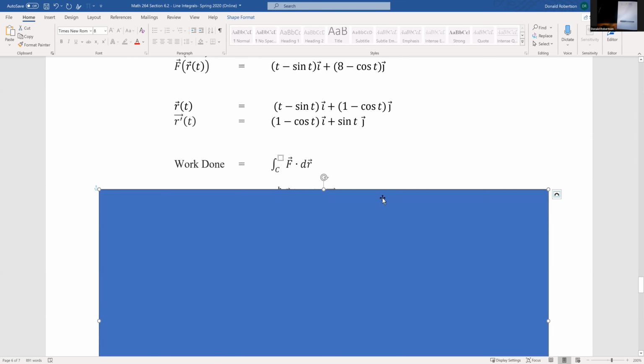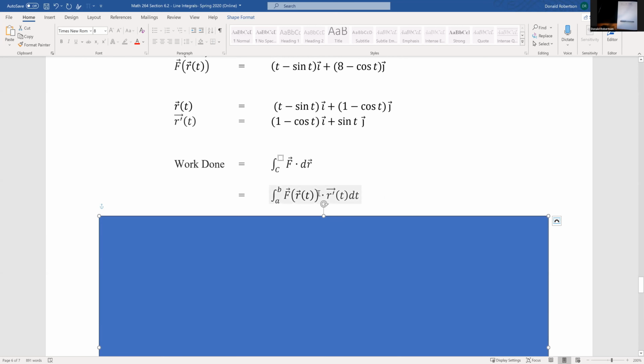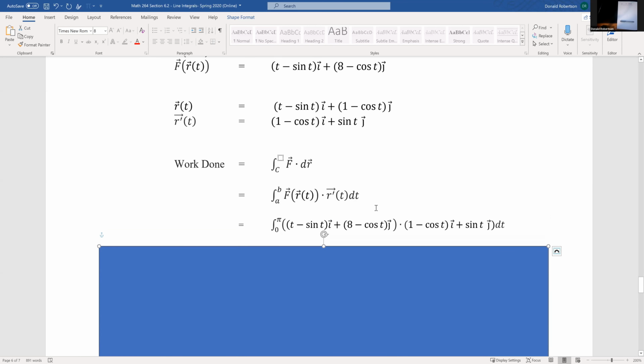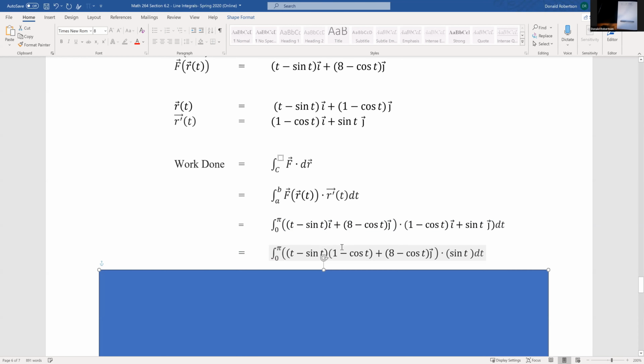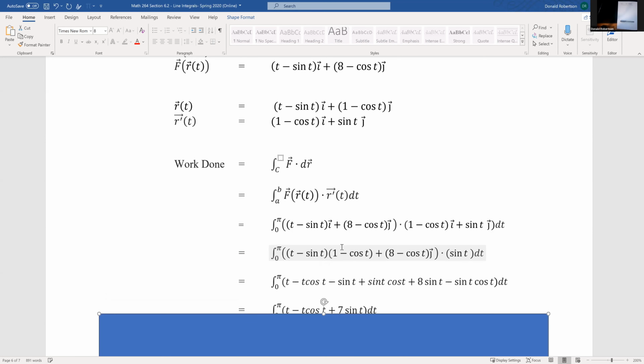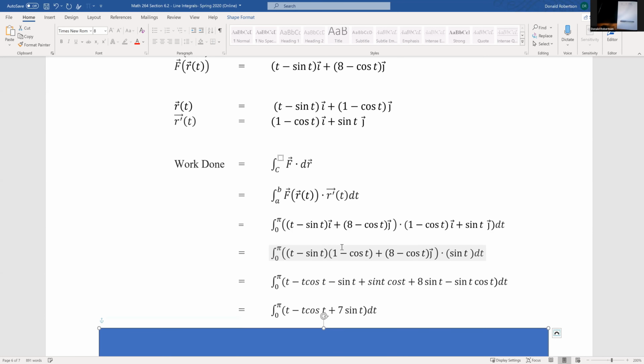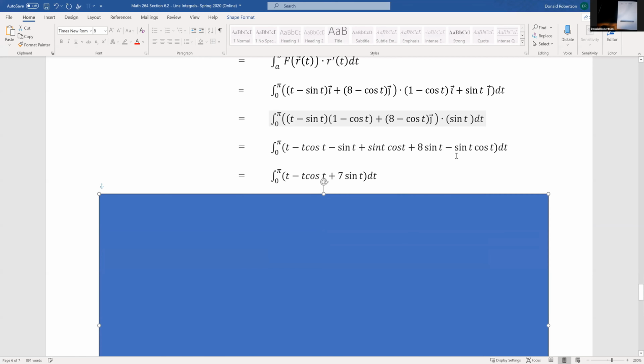The work done is the line integral of the vector field dr, which we transfer to the r dash dt version, which then becomes the integral from 0 to p of this guy. That's basically your f dot your r dash dt. Now you do the dot product, x's with x's, y's with y's. You multiply them out. You collect like terms. And you're kind of looking at this fella.